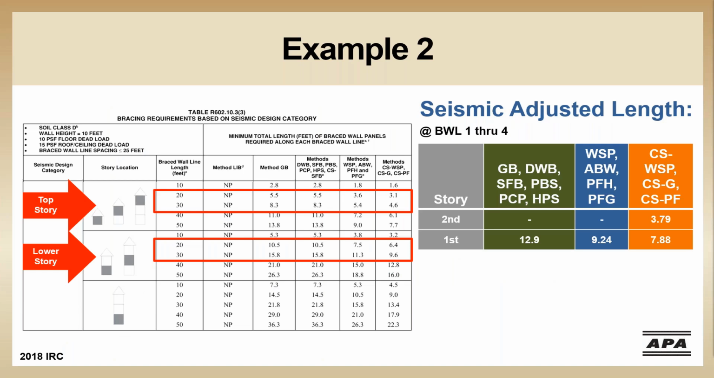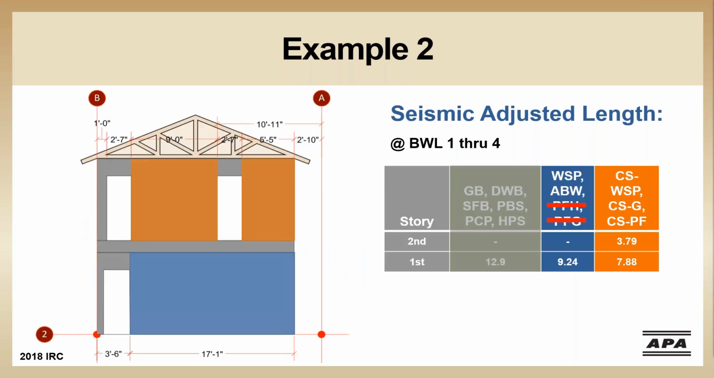Now moving on to check the rest of our braced wall lines, we're going to get these required braced wall panel lengths. Right now, braced wall line 1 is using CSWSP at the top floor with an engineered or proprietary wall below. Within a story, we are allowed to mix intermittent methods, braced wall line to braced wall line, but again, we're not allowed to mix intermittent methods with continuous methods within a story. So therefore, we need to use a continuous method for the entire top floor because of braced wall line 1.